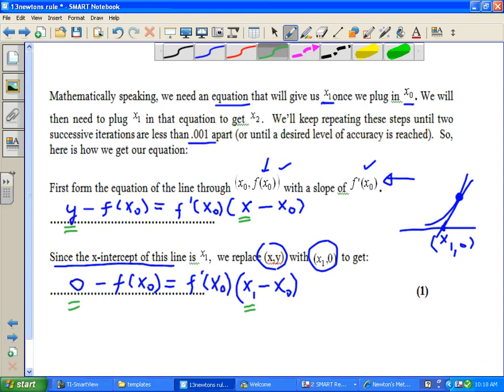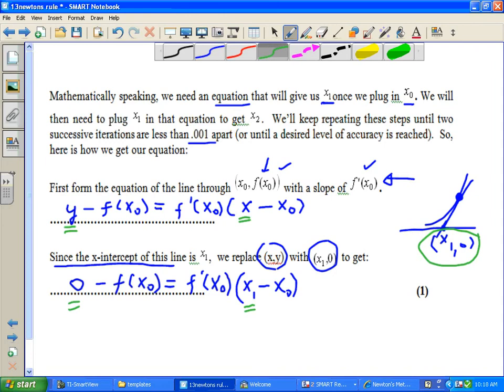Why did I do this? Because I know the point x sub 1 comma 0 is the x-intercept of this tangent line. So I know it's a point on that tangent line, so it must satisfy that equation. When y is 0 and x is x1, it's a point on the line, so I substitute them in.